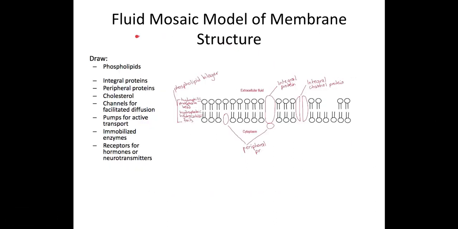All right, so moving on to illustrations of the fluid mosaic model of membrane structure. As you can see in this following image, this would be a general diagram and scientific illustration of the fluid mosaic model of membrane structure. Whenever you're drawing a scientific illustration of the fluid mosaic model, ensure you are including these primary structures as criteria for the drawing. So ensure you're including phospholipids, integral proteins, peripheral proteins, cholesterol, channels for facilitated diffusion in the plasma membrane, and then pumps for active transport in the plasma membrane, among other structures.